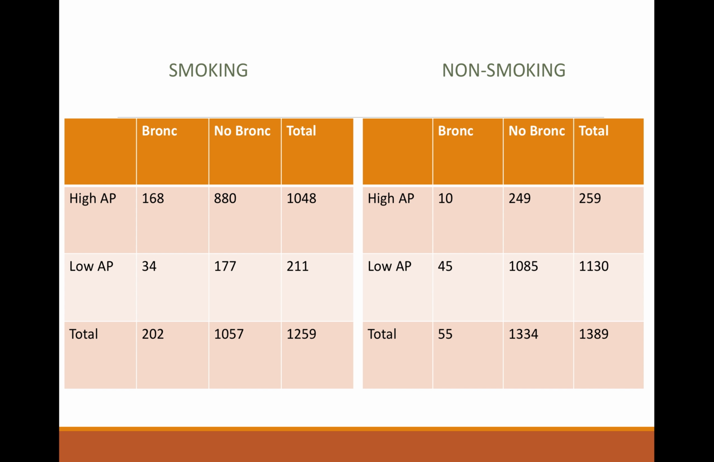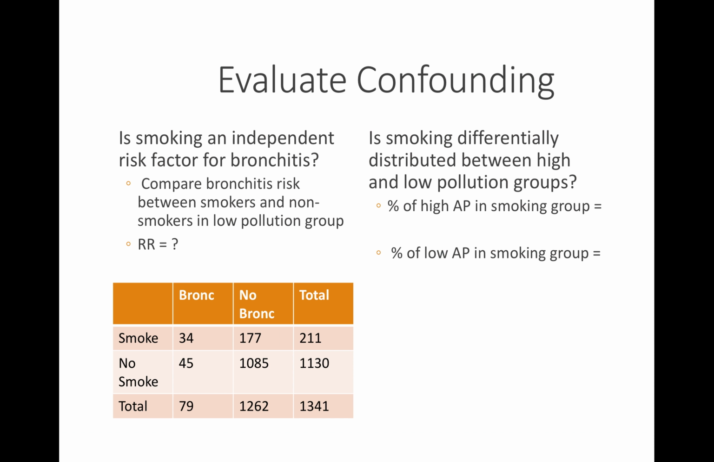You could do that from the two tables that are here. Looking at that low air pollution group in both the smoking and non-smoking groups, we can get the relative risk of smoking to bronchitis. You can pause the video and try to calculate the relative risk now, but you're going to get a relative risk of 4.04.